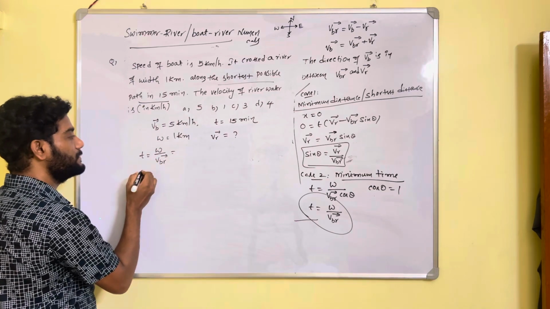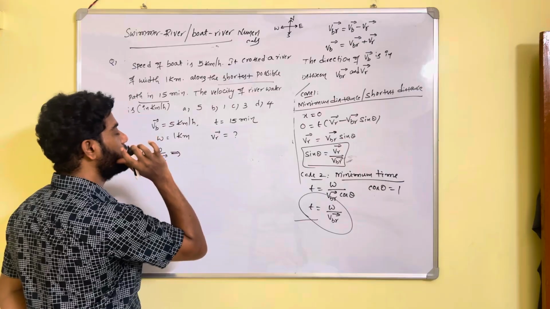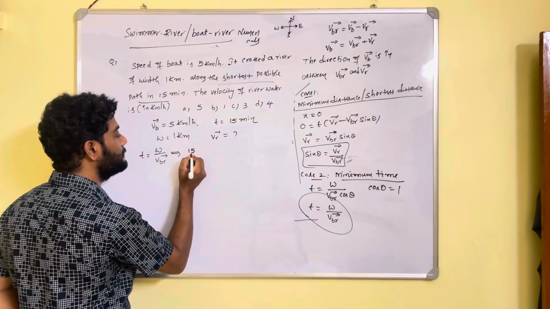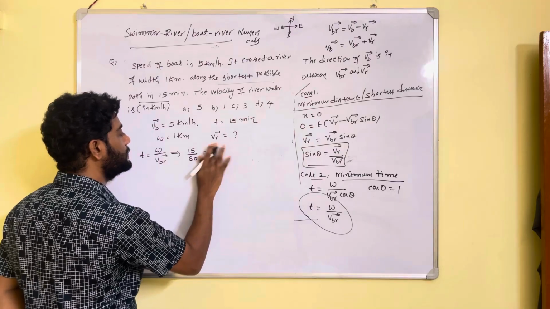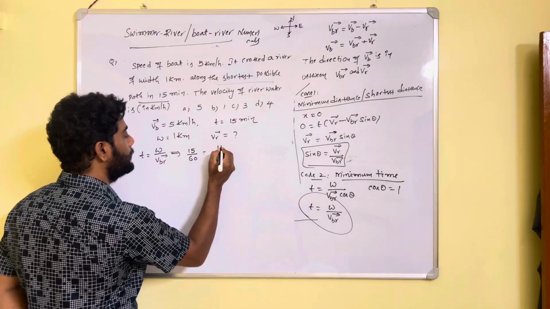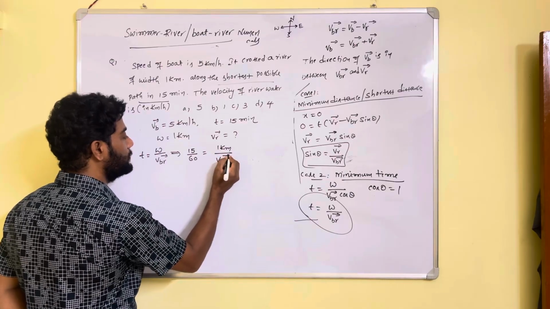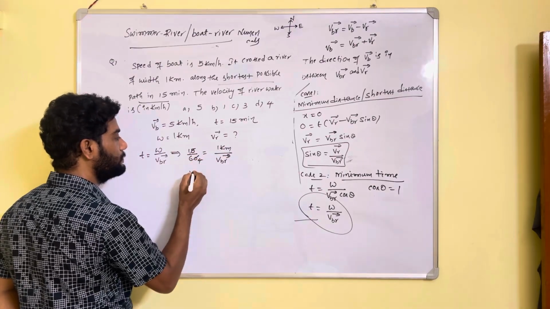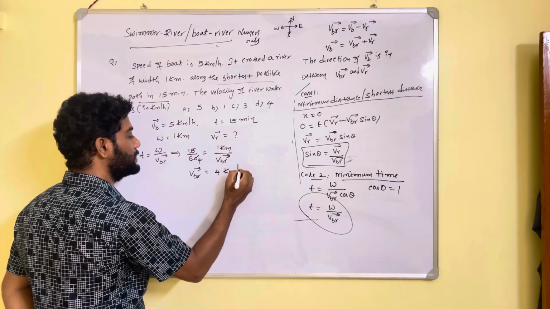Time is given as 15 minutes. We are asked in kilometers per hour, so 15 minutes means 15 by 60 is equal to the width, which is given as 1 kilometer, divided by the velocity of the boat with respect to the river. So this is 1 by 4. The velocity of the boat with respect to the river is obtained as 4 kilometers per hour.